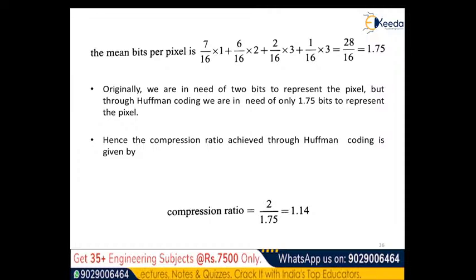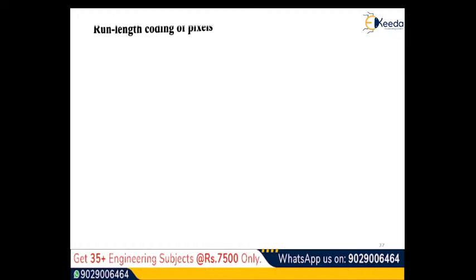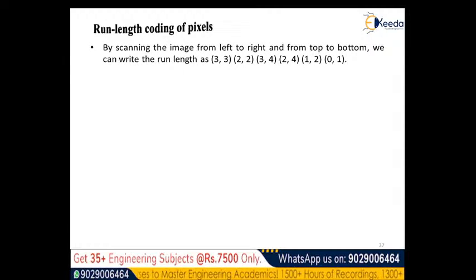So this is the case for the Huffman coding. After Huffman coding we have the second case, to be tallied in part B of the problem statement, and that is to check the run length coding of the pixels. For the run length coding, by scanning the image from left to right, and of course from top to bottom row, we can write the run lengths. We denote them as (3, 3), (2, 2), (3, 4), (2, 4), (1, 2), (0, 1).